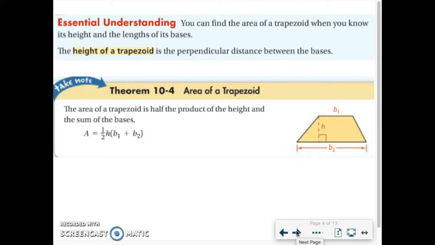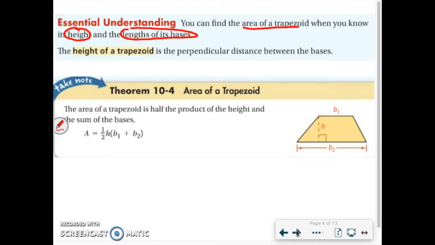All right, a few things to remember about a trapezoid. We have a picture of it here. We have 2 parallel sides called the bases and then 2 non-parallel sides. What you need to find the area of a trapezoid is the height, how tall it is, and the lengths of its bases, the parallel sides. So that's what we need to know. We need 3 measurements to use in order to find the area of a trapezoid.